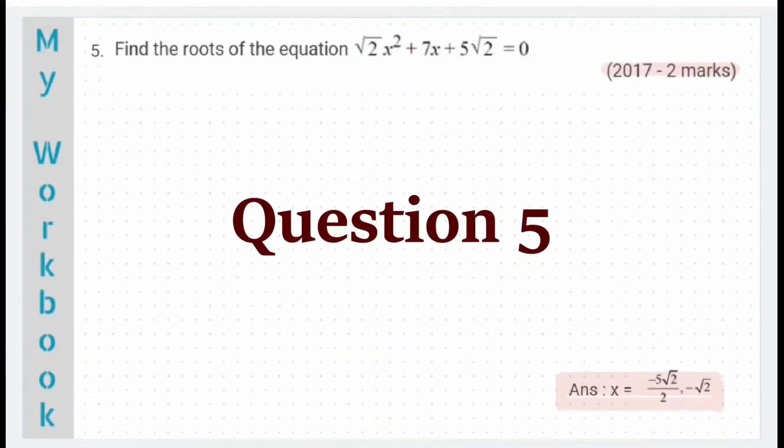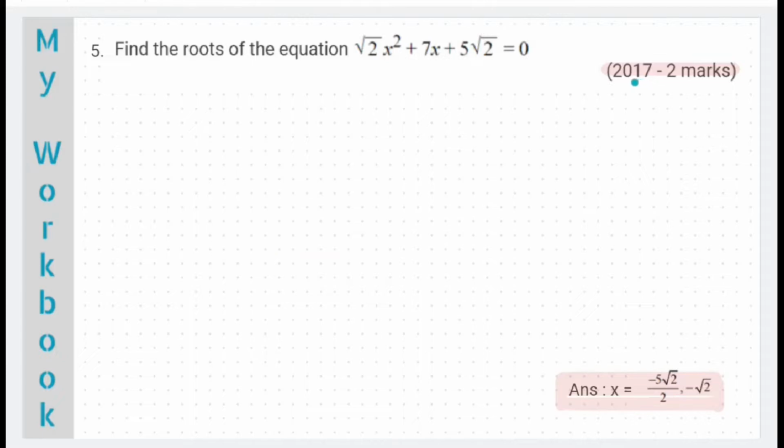Next, fifth sum. Find the roots of the equation root 2x square plus 7x plus 5 root 2 equal to 0. This is a 2 mark question which was asked in 2017. So we have been given a quadratic equation and asked to find the roots. Which method is not mentioned in the question, so we can use either or any of the three methods that we discussed. Equation is root 2x square plus 7x plus 5 root 2 equal to 0. Let's choose splitting the middle term.